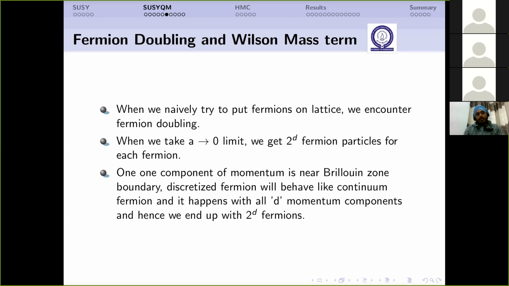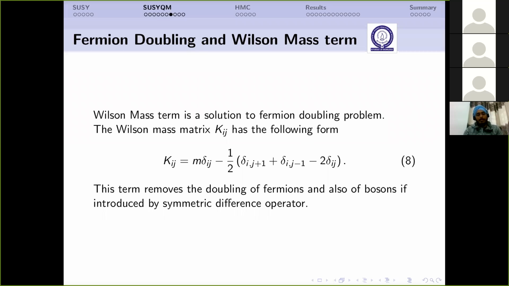Whenever any component of the momentum is on the Brillouin zone boundary, those fermions behave as continuum fermions. So instead of one fermion, we actually get 2 raised to the power d fermions. This is the fermion doubling issue. So how to get rid of it? In our particular case, we have replaced the mass with the Wilson mass matrix. In the Wilson mass matrix, we have m delta ij, and the second part solves the problem for us.